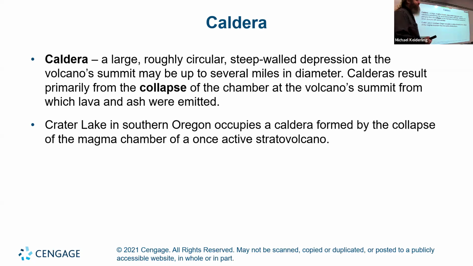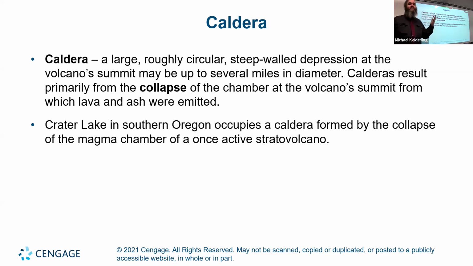And a caldera happened. A caldera is a structure that forms when you have a volcano with a big magma chamber, and that magma chamber empties out. And so you have a big empty space which collapses straight downwards, and you get this roughly circular steep walled depression at the volcano's summit, which can be up to several miles in diameter.